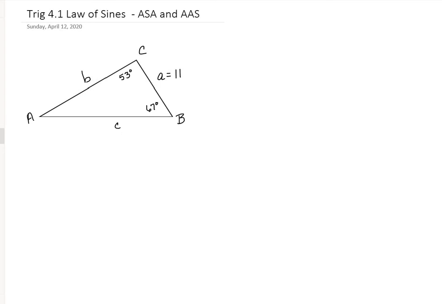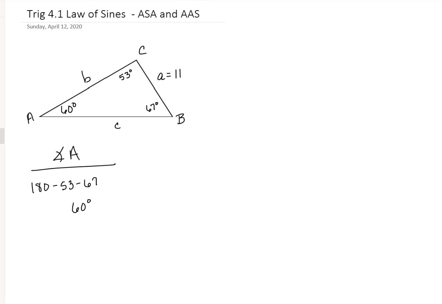Okay, my first step is going to be to find the measure of angle A because that's fairly easy. I know the angles of a triangle add up to be 180. So if I take 180 minus 53 minus 67, then I will get the measure of angle A. And that's going to be 60 degrees. So I'll go ahead and label this up here as 60.